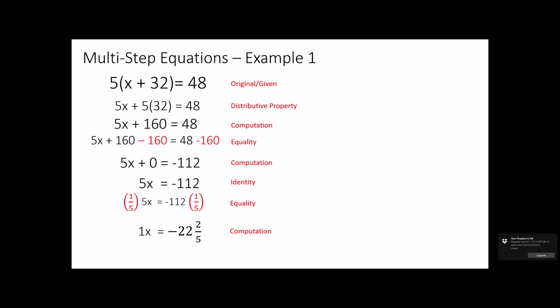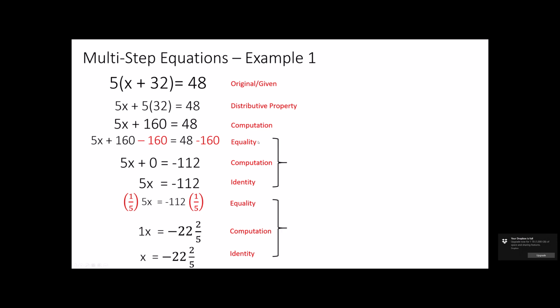When I'm finished, I have that times 1. I was intentional about picking 1/5 in order to get the times 1 because I know multiplying by 1 doesn't do anything because of the multiplicative identity. And we're done.